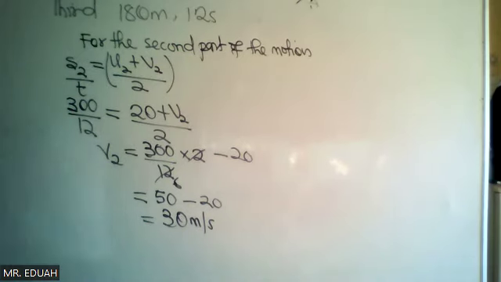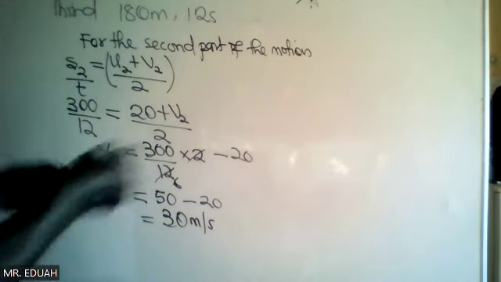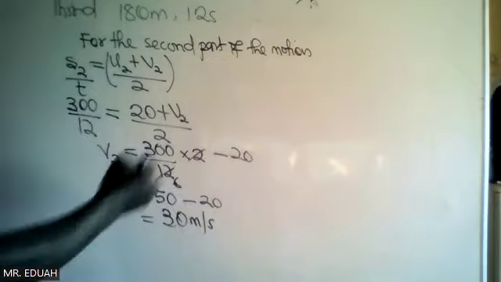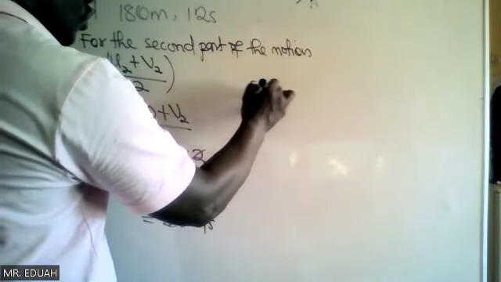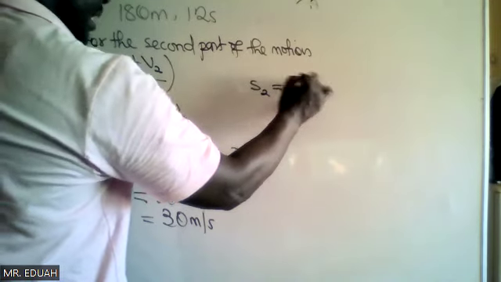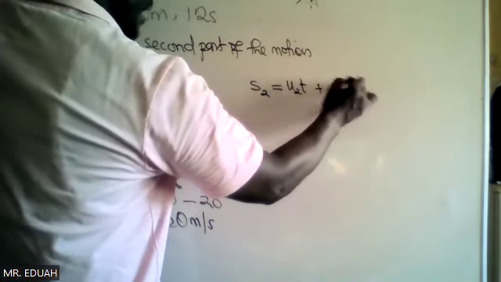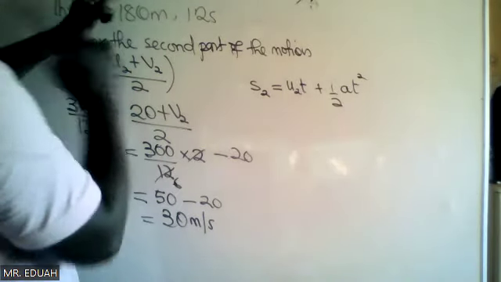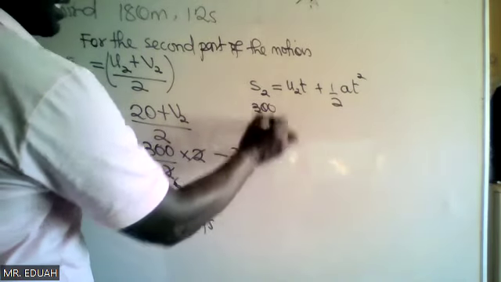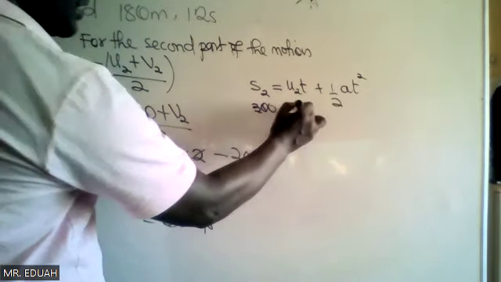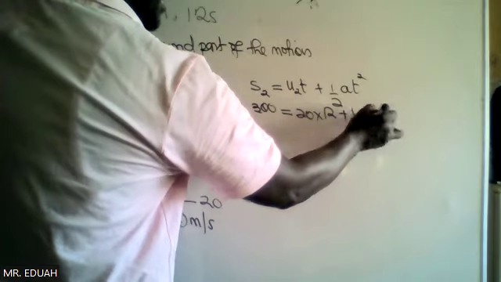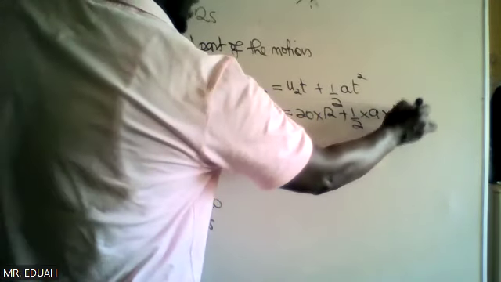And we can also use the same. You can play around. You can even find the acceleration during the second part of the motion. And to get the acceleration, S2 is equal to U2t plus half AT squared. You know S2. S2 is 300. 300 is equal to U2, which is 20 times 12, plus half times A times 12 squared.